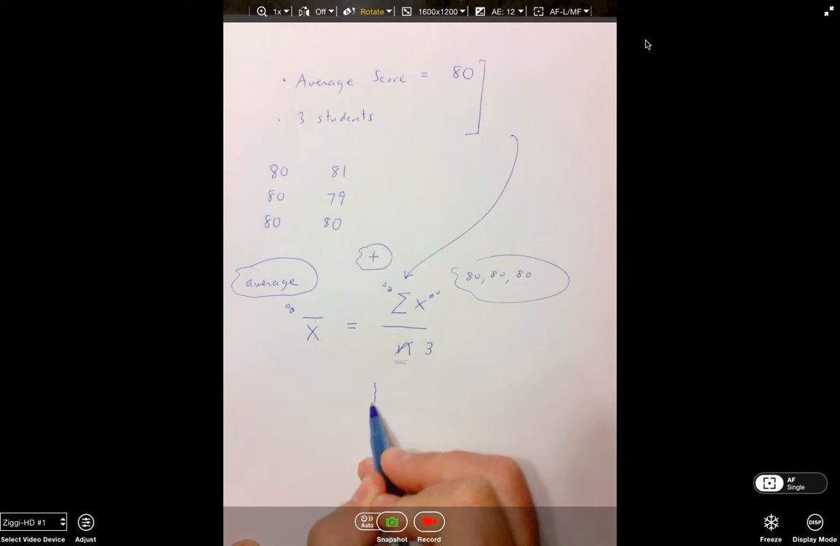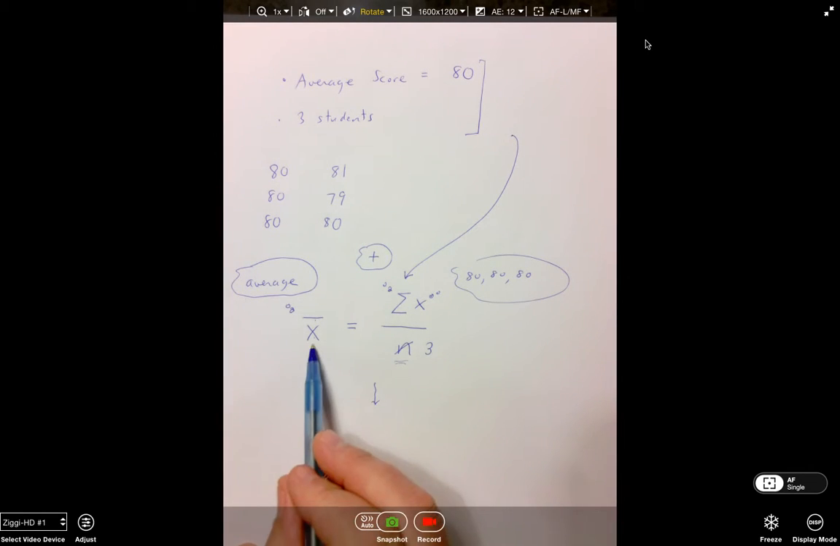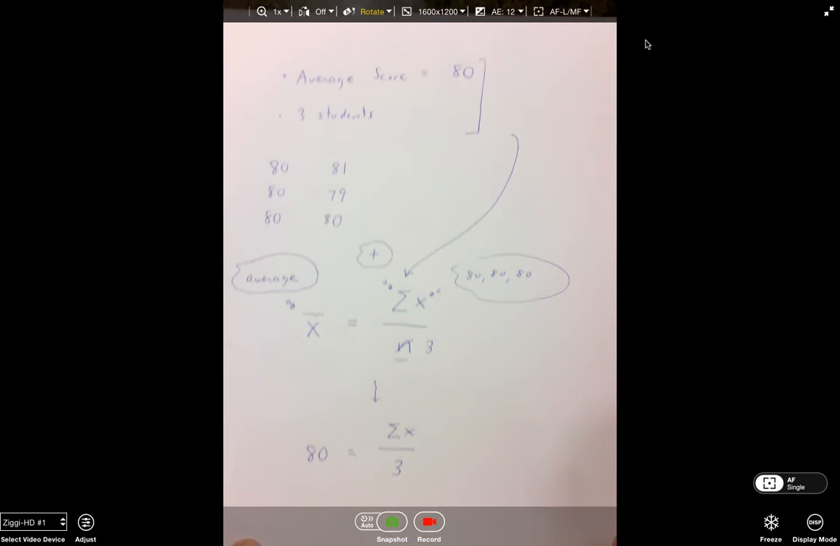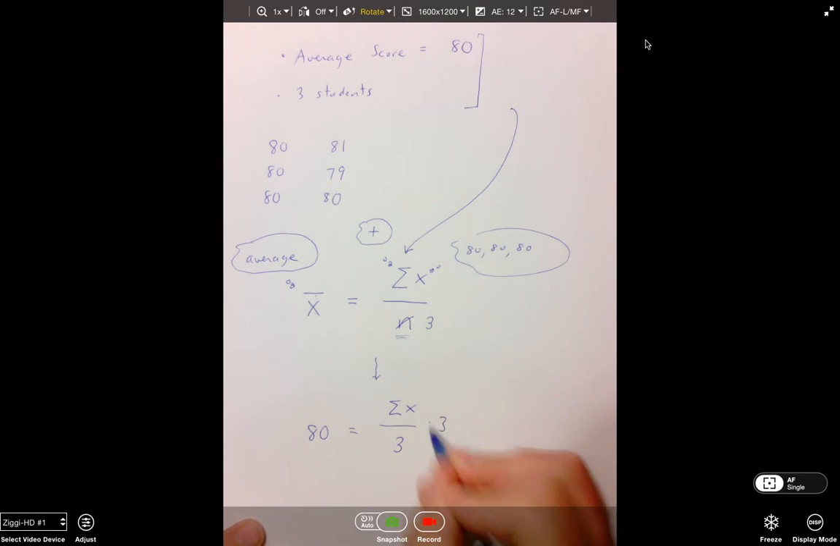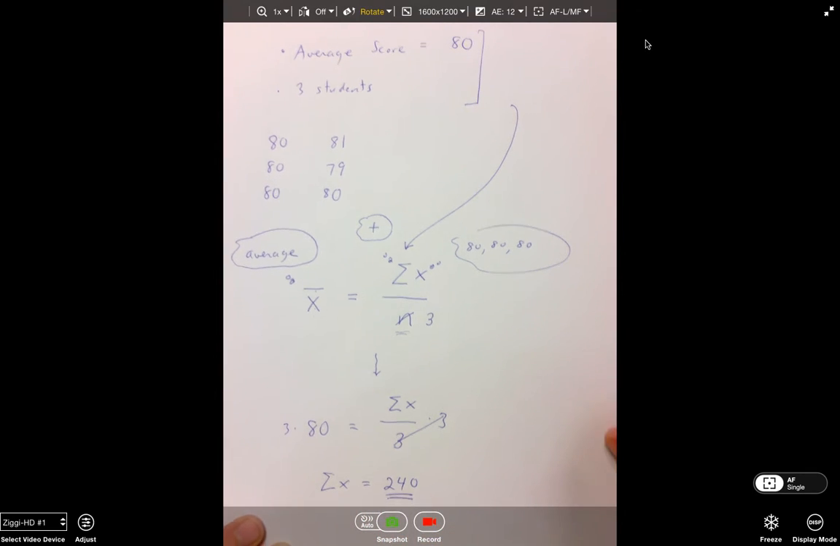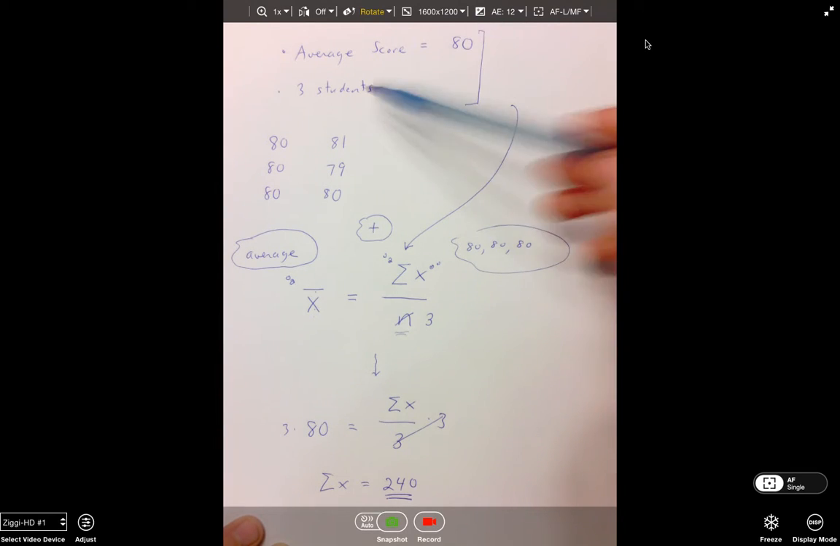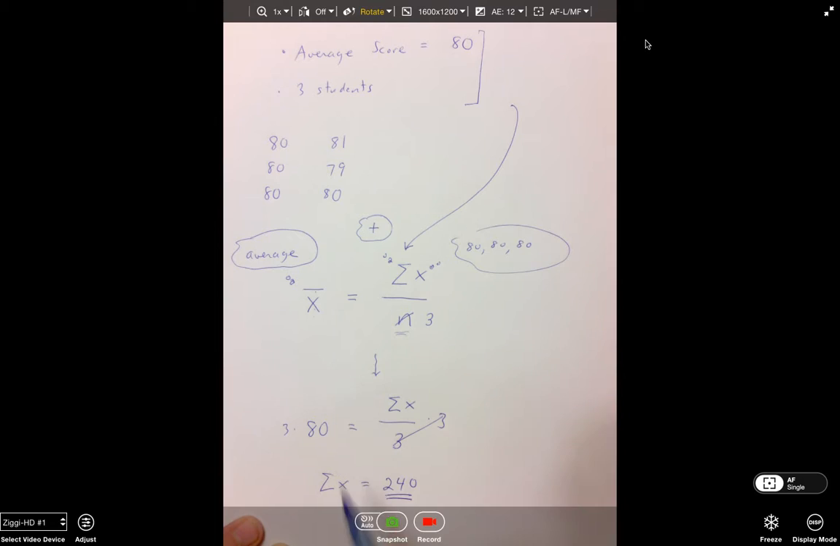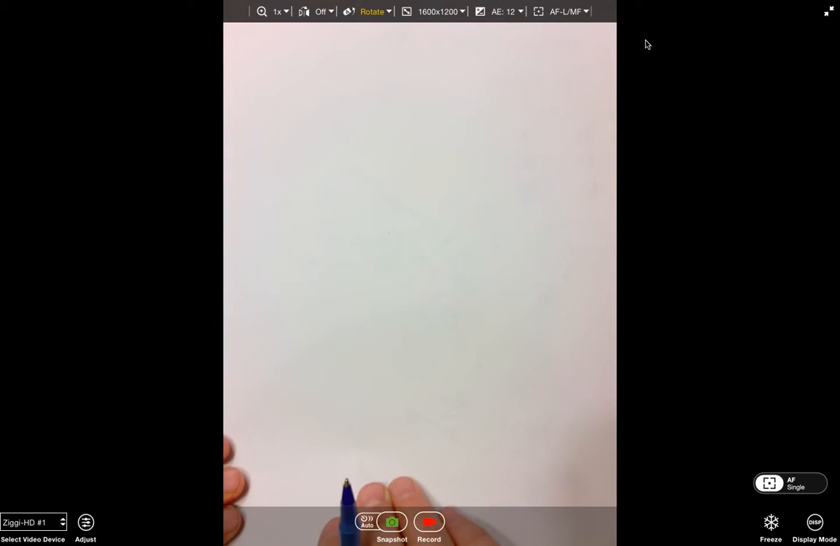So guys, if we think about what we know for sure, if the average score is 80, and we get that by taking the sum of the scores divided by the 3 scores, then we can multiply both sides by 3 and determine that the sum of the scores has to be 240. So when we say that we have an average score of 80 over 3 students, the one thing that we can say for sure, without question, without hesitation, is that the sum of the scores had to be equal to 240. Now, if you think about it, there's a lot of ways that we can create scores that sum to 240.